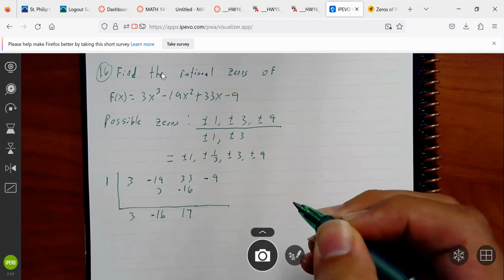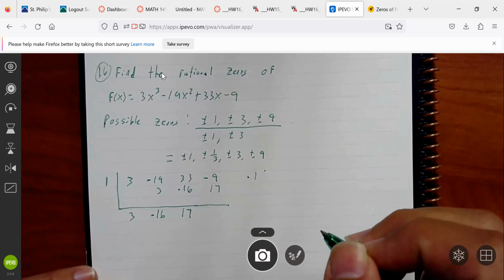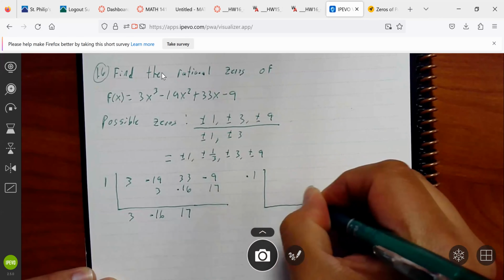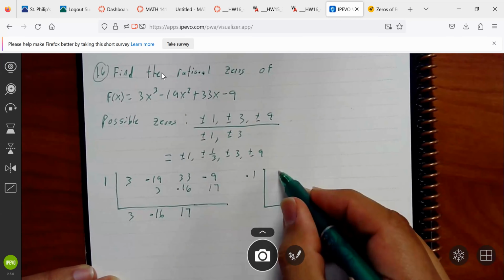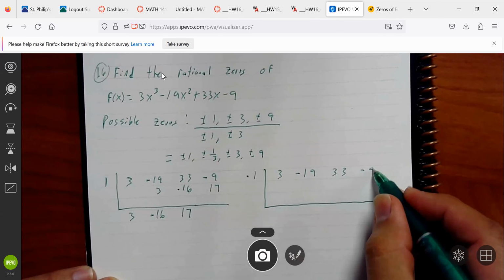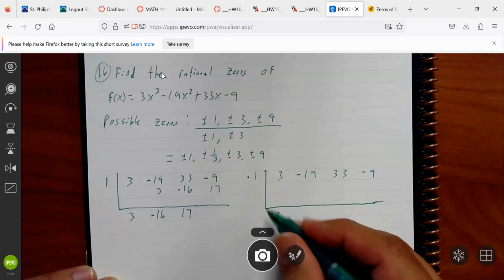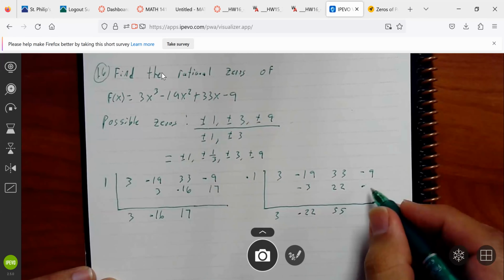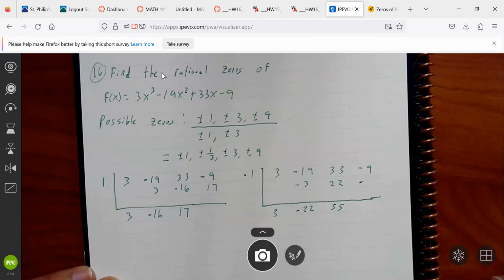Okay, we'll try something else. Maybe negative 1, I don't know. Feel like no, but it's all good. Negative 1 times 3. Add these up, that is a negative 22. Multiply them. Add them up. No. Not gonna happen. Okay. Let's try 3.